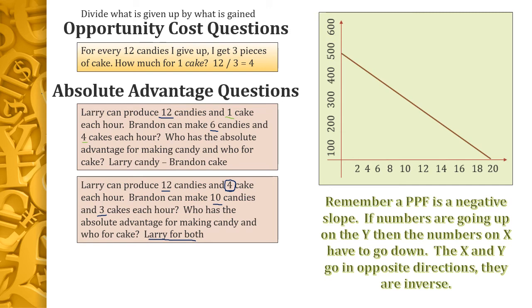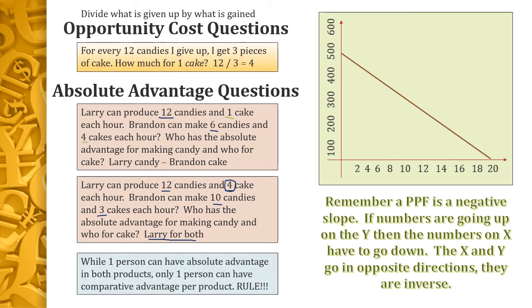Now, it's important to understand that while one person can have an absolute advantage in both products, only one person can have a comparative advantage per product. This is an absolute rule. So when you're looking at a question about absolute advantage, remember, one person can have all the advantages, but when we're doing comparative advantage questions, only one person can have a comparative advantage per product. So it's really key to make sure you understand which question is being asked.